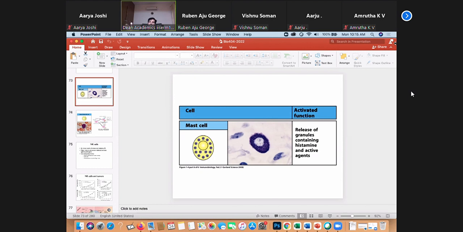What happens is these antibodies are formed by your B cells. They are circulating, and wherever these IgE type of antibodies are.